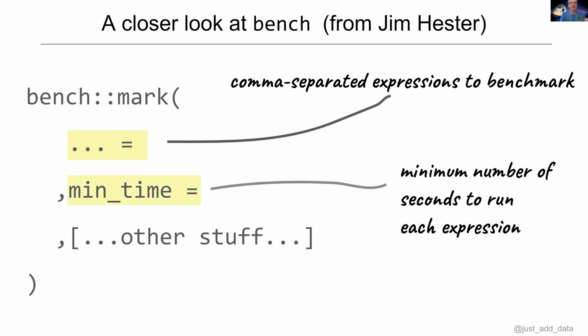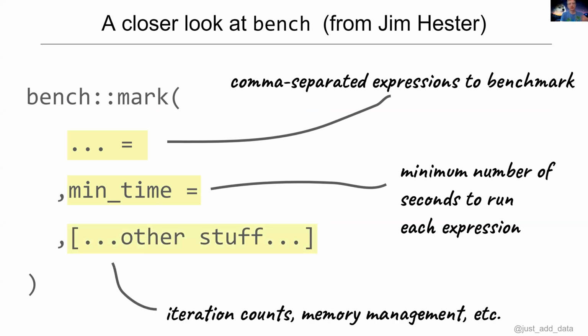There's also a min_time argument, and this is the minimum number of seconds to run each expression. So benchmark is actually running your expressions over and over and over again to get a good estimate of the average time it takes to run those expressions. There's a bunch of other stuff in there too, like iteration counts and memory management, and please feel free to look at those in your spare time.